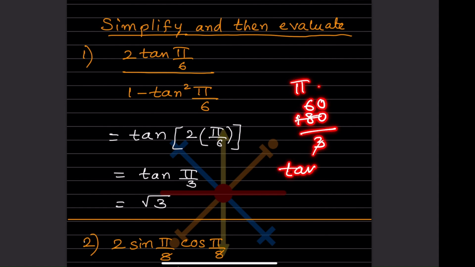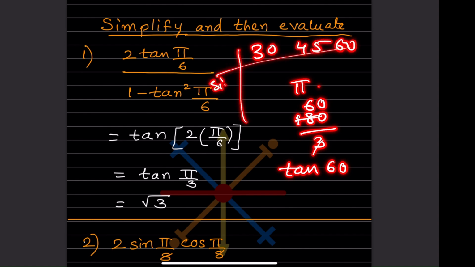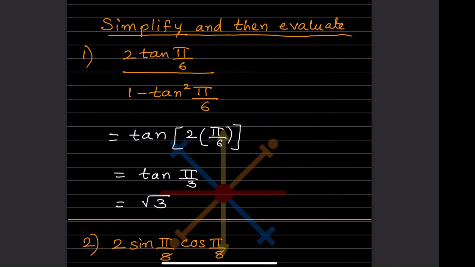So tan 60, the standard angles, you know, that is 30, 45 and 60. You have to learn that table as well, sine theta, cos theta and tan theta. So you can have a look at it later on. So tan of 180 by 3, that is 60, that is going to be root of 3.